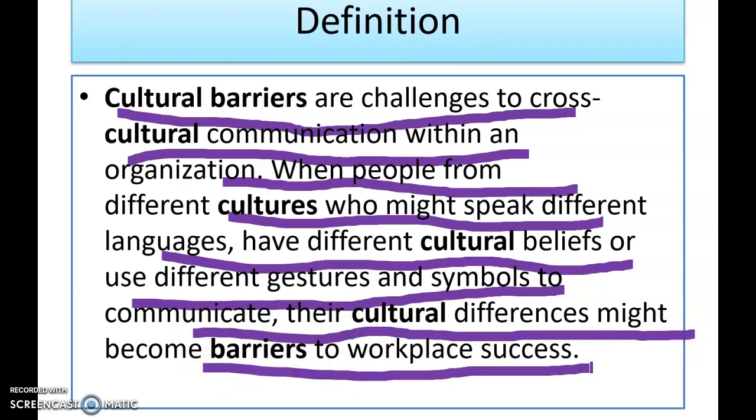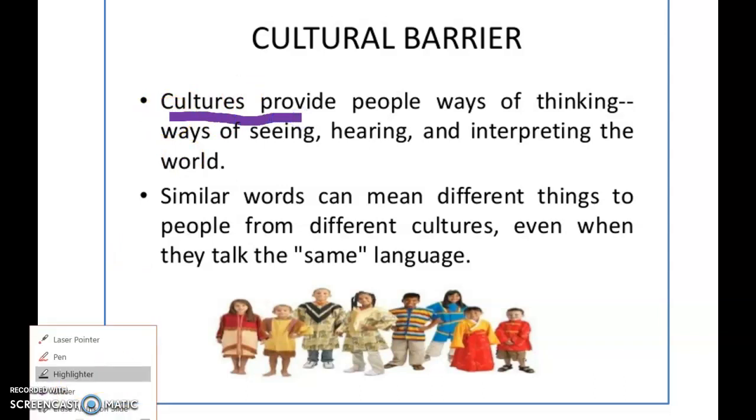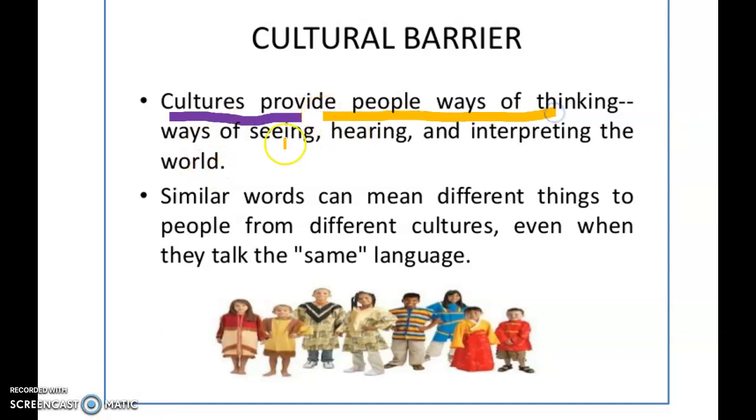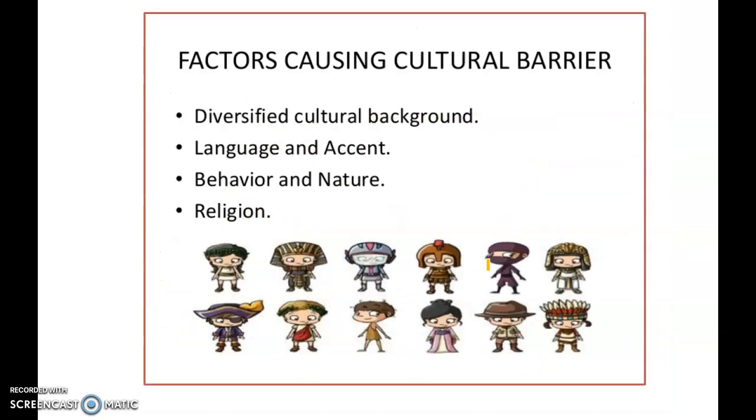If you consider one place where people are working from different states and their cultures are different, they cannot easily communicate with a person who has a different culture. So that comes under the cultural barrier. Now one more point: culture provides people ways of thinking, ways of seeing, ways of hearing and interpreting the world. If your culture is different, your way of thinking will obviously be different. Similar words can mean different things to people from different cultures, even when they talk the same language. So that is the cultural barrier.